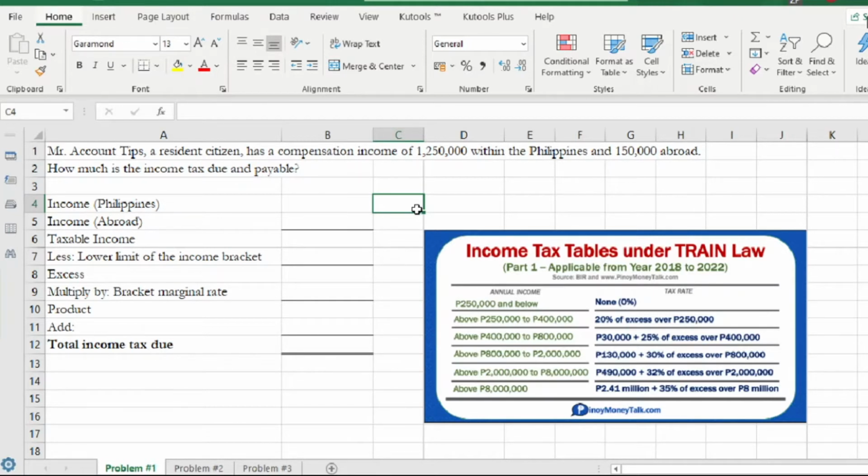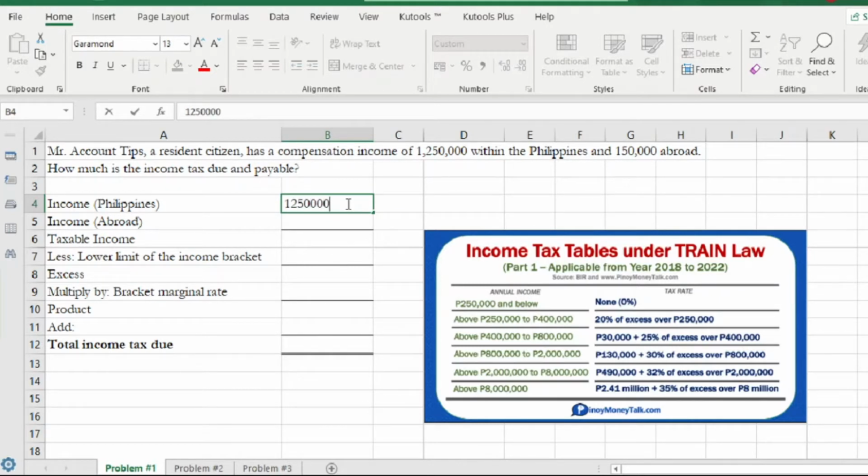In solving for this problem, we must first know what kind of income taxpayer is Mr. Account Tips. As stated in the problem, he is a resident citizen. This means that he will be taxable for his income coming from within and without the Philippines. Thus, in computing for his taxable income, we just have to add 1,250,000, which is his income in the Philippines, and his 150,000 income coming from abroad.